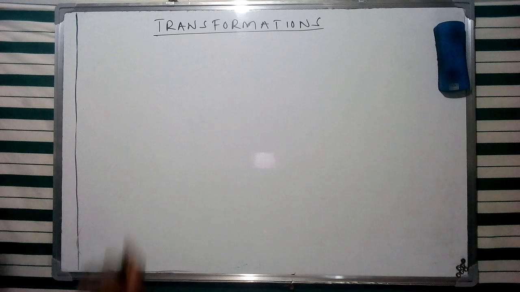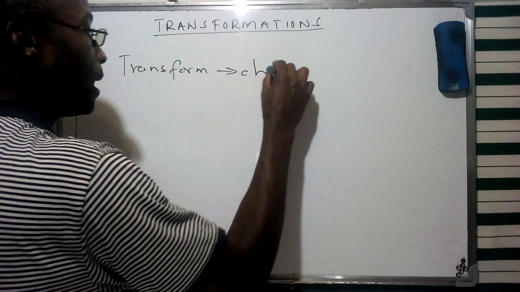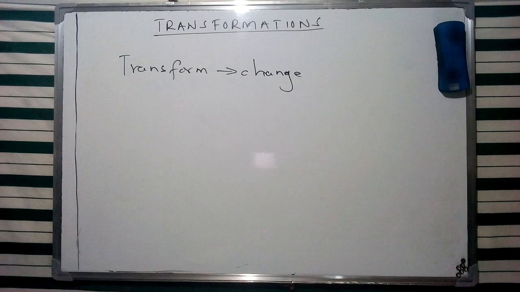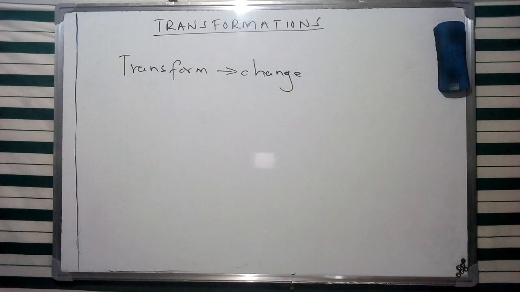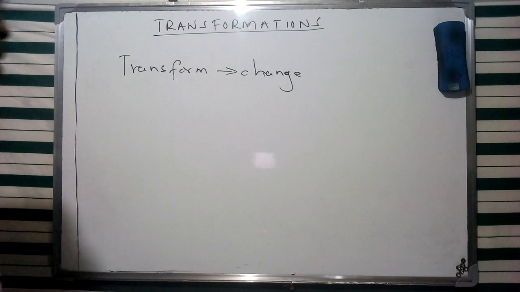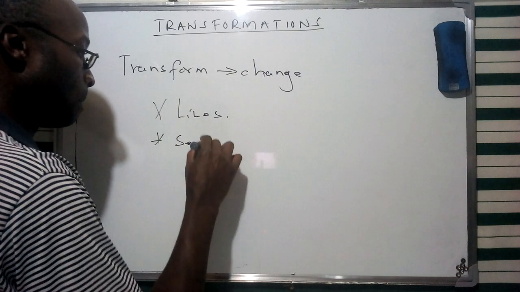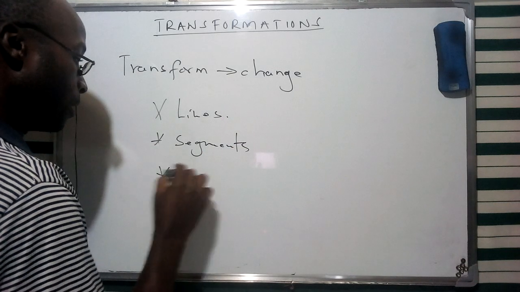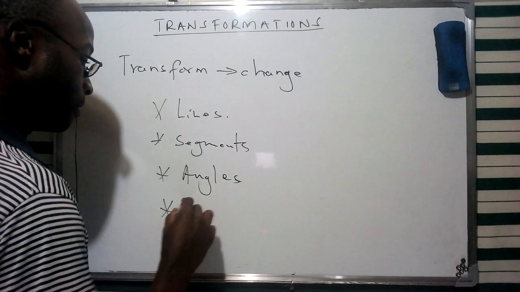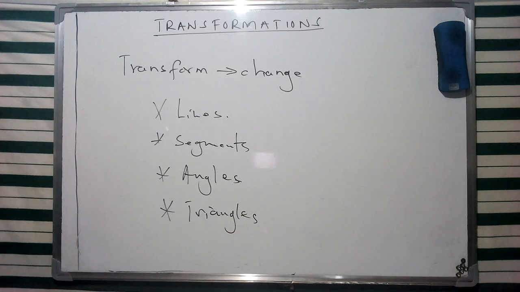In this particular case, the concept of a transform basically means to change. And we're going to see various changes that we can perform on our objects and some aspects of our geometry in order to come up with different shapes. We have talked about the concept of lines, segments, angles, and some of the regular figures like the triangle, which we have discussed in various aspects concerning the sides and the various types of triangles.